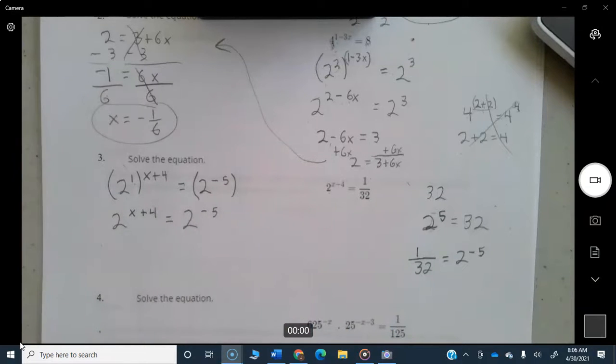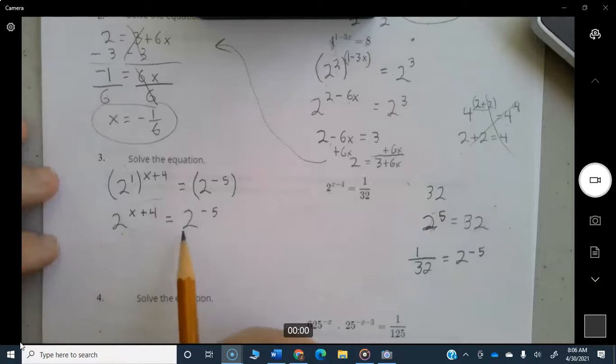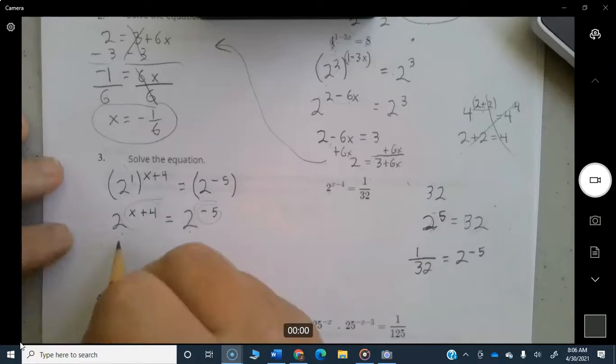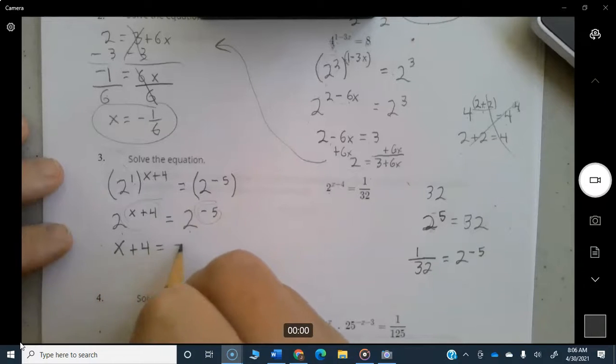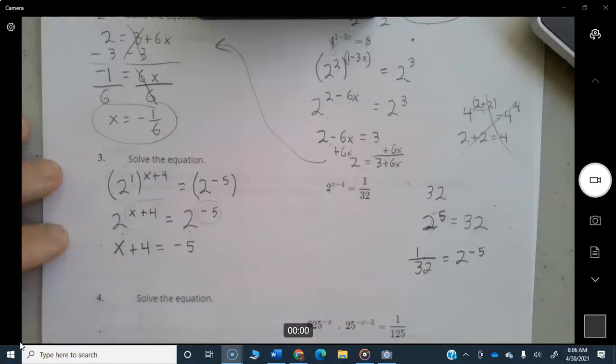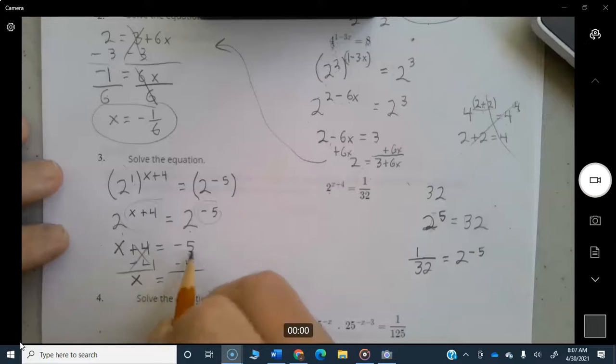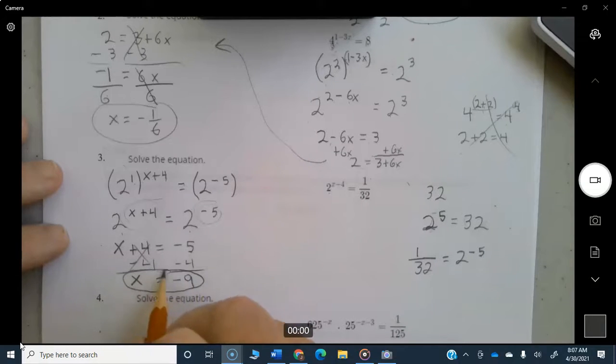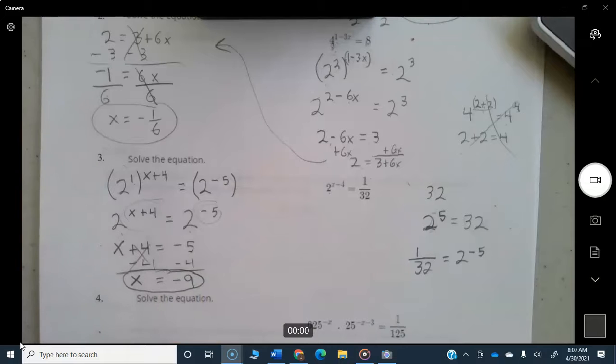Alright, so now if 2 raised to this power equals 2 raised to this power, then these two exponents have to equal each other. So you can just get rid of the 2's and just say x plus 4 equals negative 5. And we're going to subtract 4 from both sides. That goes away, and that gives us x equals negative 9. Okay, and that's your answer.